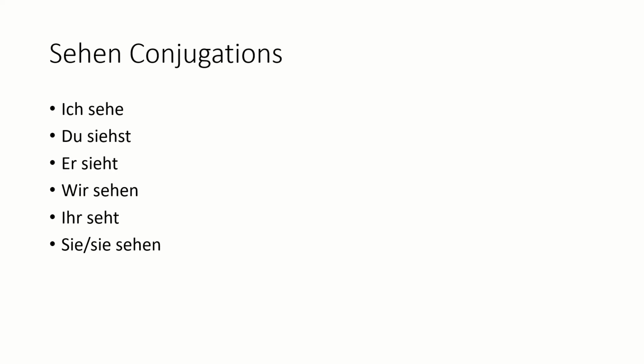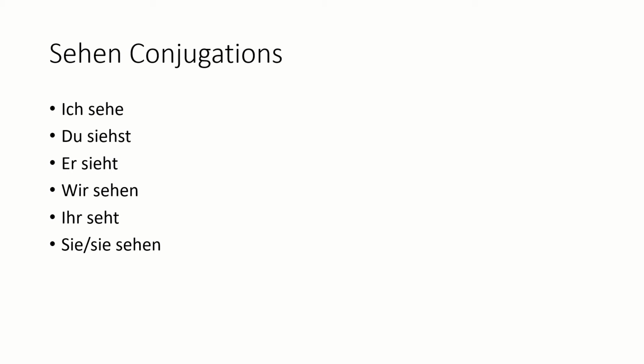Alright, this one is also slightly irregular because for du and er/sie/es, you have to add an I before the E to properly conjugate it for proper grammar. So for sehen conjugations, we have ich sehe, du siehst, sie sieht, wir sehen, ihr seht, und sie sehen.